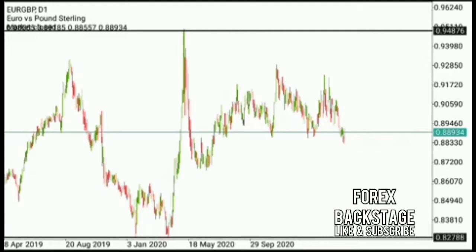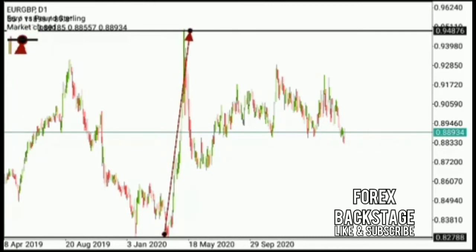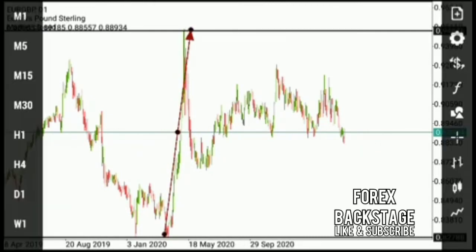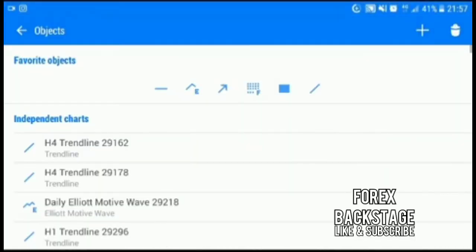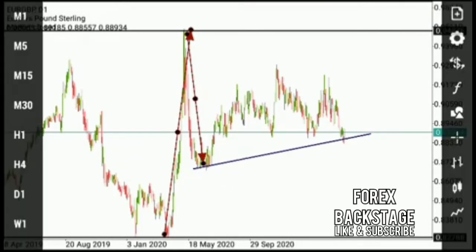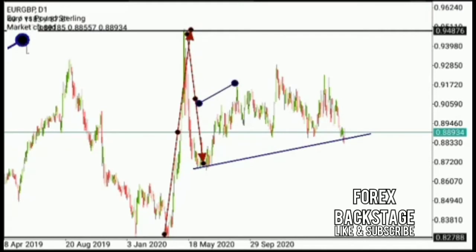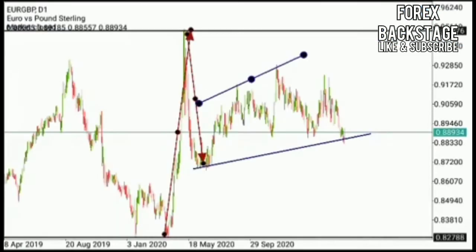You see, we had an impulse and then followed by a retrace, impulse. Now we are in a corrective structure, you see, so expecting more push to the downside for a long term.